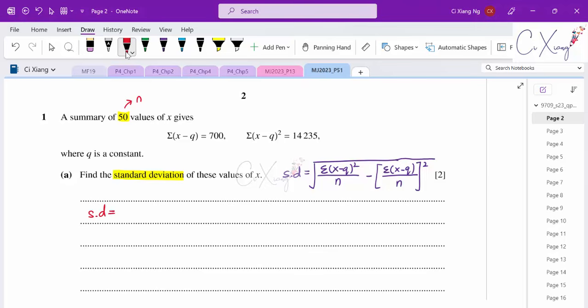So for this standard deviation, if I substitute the values into the equation, I'm having 14235 divided by 50. Okay, so we're having 50 values. Then minus the summation of x minus q, so it will be 700 divided by 50, and I want to square it. Then take the square root. By just pressing the calculator, if you didn't make any careless mistake, you will get this long answer here. And of course, we have to cut it short into a 3 significant figure answer. So the final answer will be 9.42, correct to 3 significant figures.